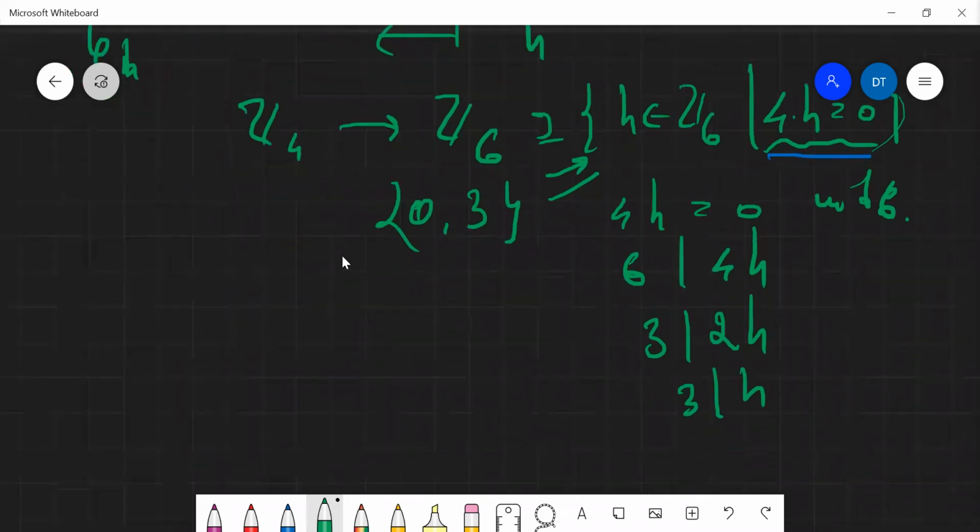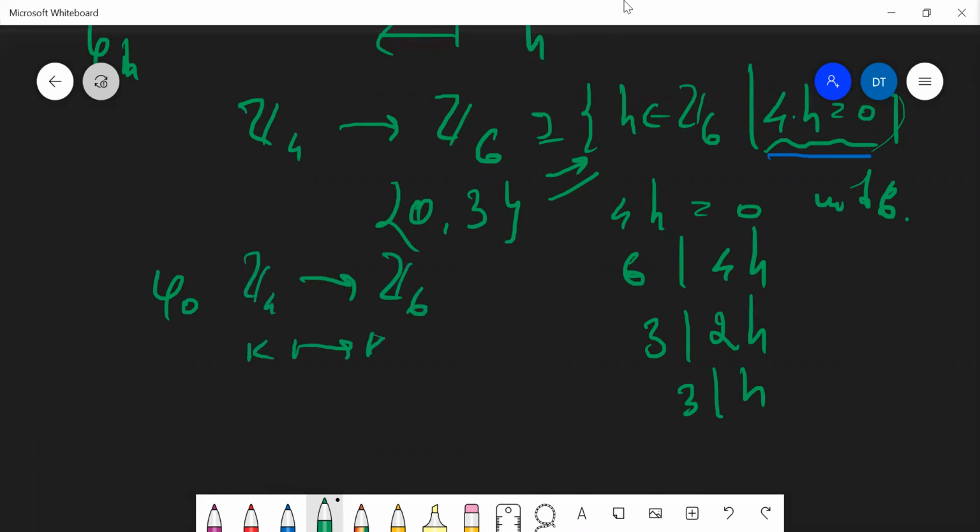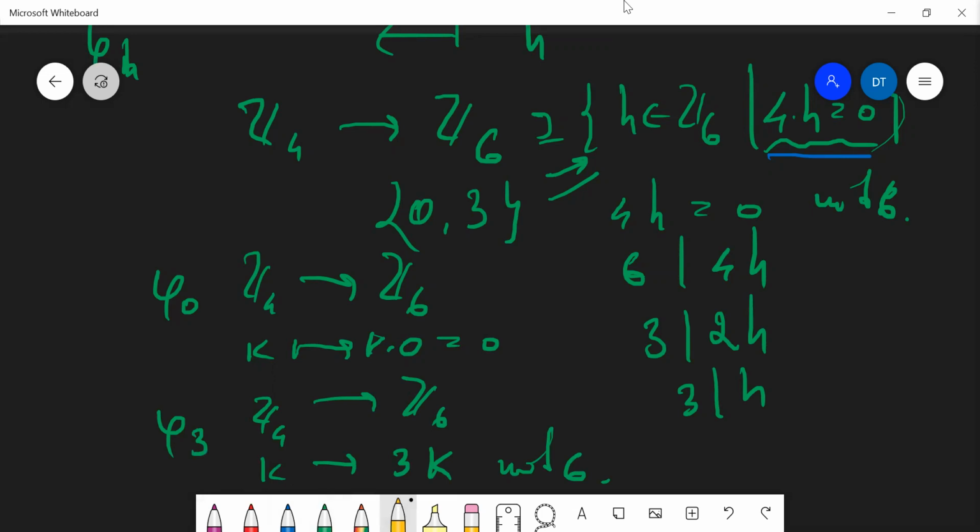So there are only 2 homomorphisms from Z4 to Z6. And this is how to write them down. The homomorphism corresponding to 0 will take each element k to k times 0, which is 0. So this is a trivial homomorphism. And the homomorphism corresponding to 3 takes each element k to 3k, modulo 6, of course. So these are 2 different homomorphisms, and there are no other homomorphisms from Z4 to Z6.